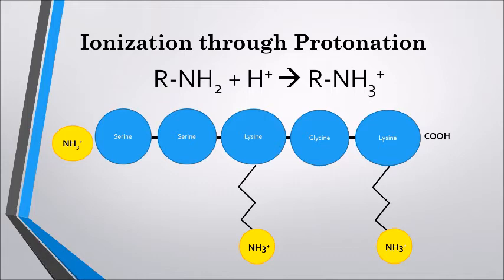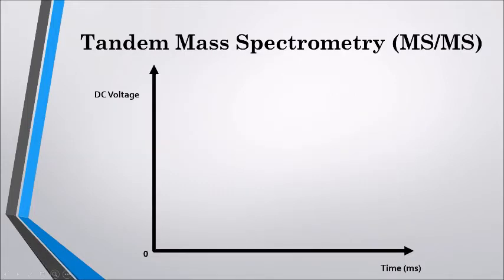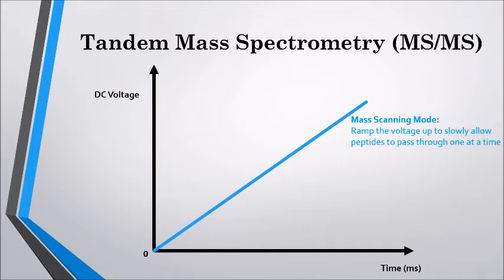Now, the peptides will be inserted into the mass spectrometry machine for analysis. There are three modes in the mass spectrometer. The first mode is the mass scanning mode. Here, the direct current voltage is continually increased to allow peptides of different mass to charge ratios to pass through. The DC voltages specific for each protein or peptide will be known and recorded.